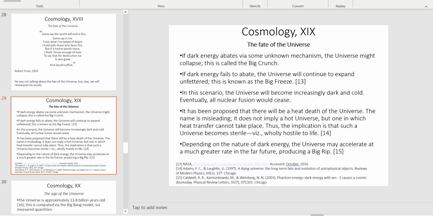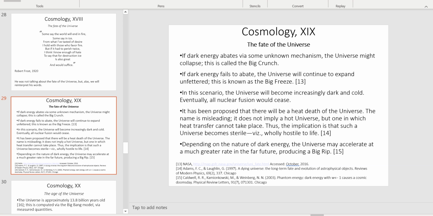Well, we don't know, but if dark energy abates by some mechanism, the universe could collapse. This doesn't seem very likely, but we don't know what dark energy is, so it's possible it will disappear one day or morph into something else. And this by itself wouldn't necessarily cause a big crunch, but it's possible that changes in the composition of the energy density of the universe could give rise to the universe collapsing instead of expanding. And this would be referred to as a big crunch.